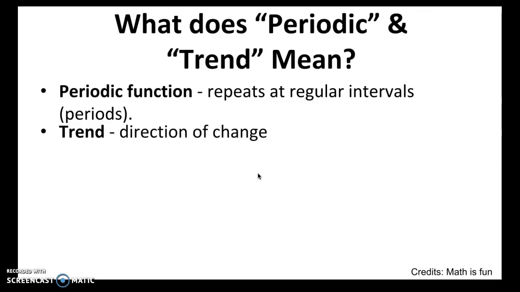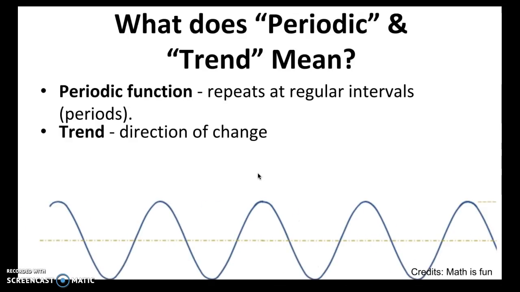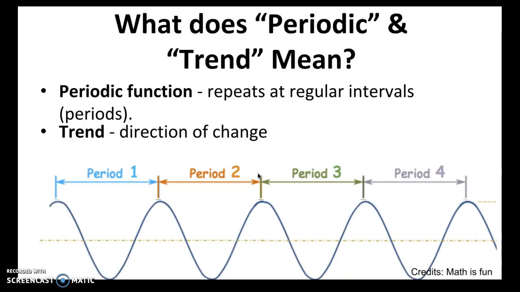A trend is a direction of change, so things are either constantly increasing, constantly decreasing, or doing both, increasing and decreasing. One way to visualize it is by looking at a periodic function. So here's an example of a periodic function. You'll notice that in this plot there's a pattern that's emerging. First it's decreasing, then it's increasing, then it's decreasing and increasing. That repeating pattern of decreasing and increasing is a period. That interval is known as a period. So that's period 1, period 2, period 3, period 4.